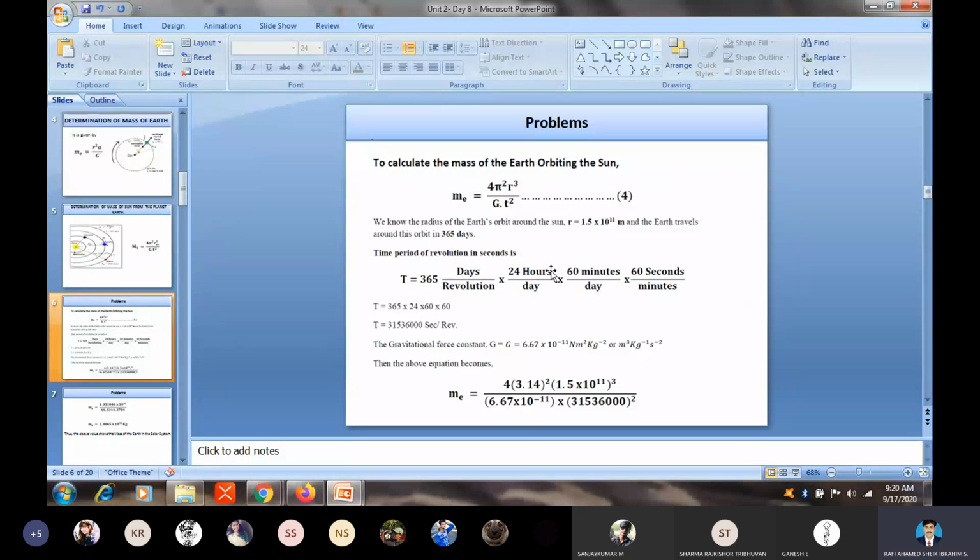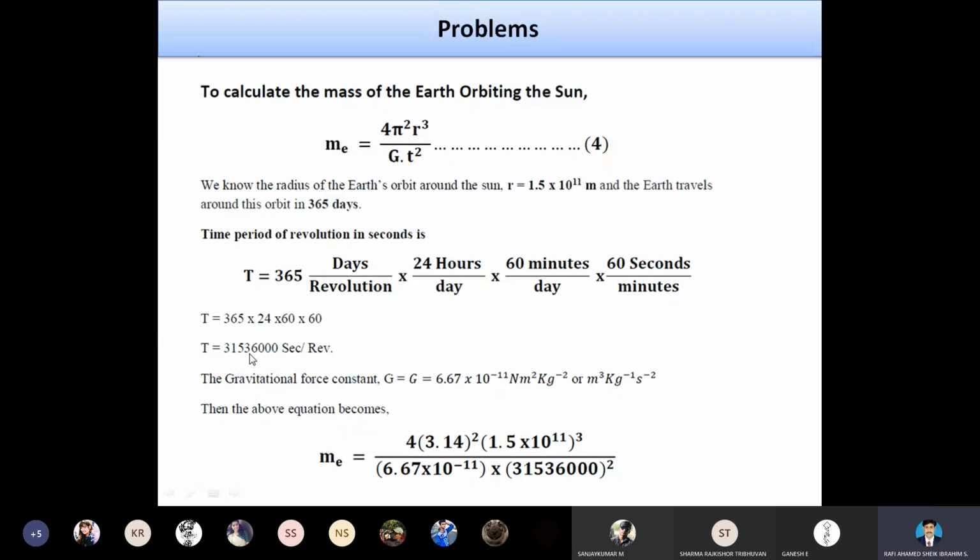That converts into 24 hours per day, 60 minutes per hour, 60 seconds per minute. So what we can do is 365 into 24 into 60 into 60, which becomes 31536000 seconds per revolution. So now the day is converted into seconds. We know the formula for the mass of the Earth orbiting the Sun: ME is equal to 4 pi square R cube by G into T square.